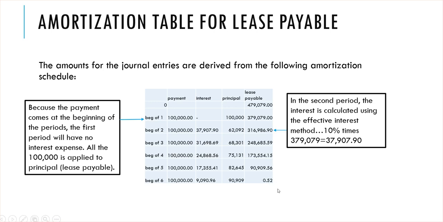You can see our present value calculations in this particular one cause us to have a little bit of a difference. So you are going to make an adjustment, and the adjustment will be between interest expense and the reduction, in this case, of lease payable, or it's going to be interest revenue and the reduction in the lease receivable. You're going to fudge your numbers a little bit.